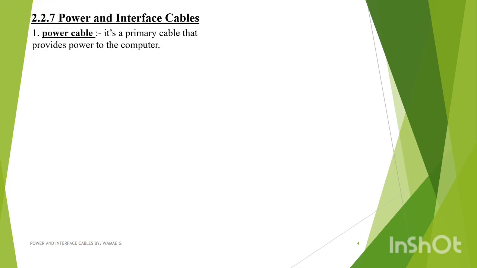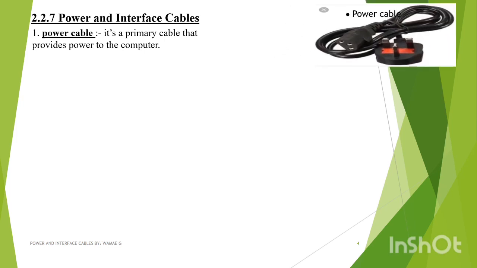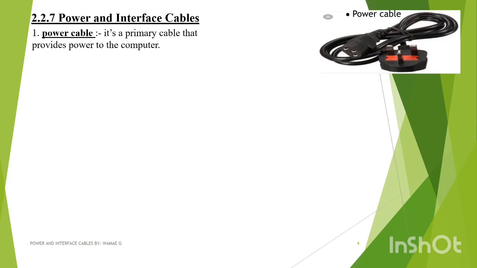The next thing that we are going to look at is power and interface cables. Let's start by looking at these cables one by one. The first one, the power cable. It is the primary cable that provides power to the computer, and that's the picture of a power cable.